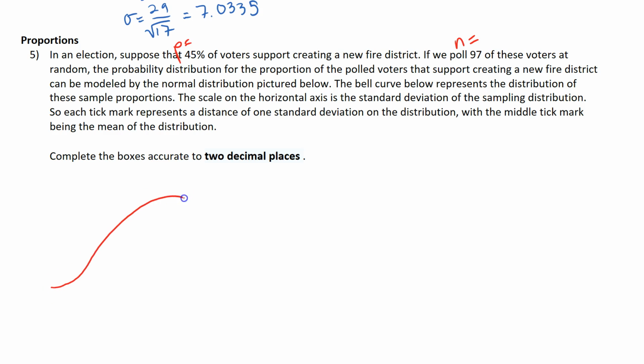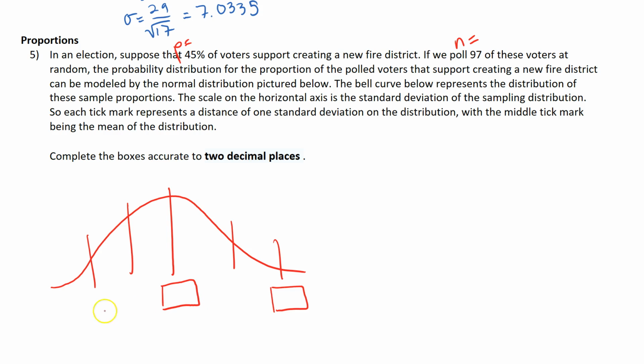So I didn't copy that, but let's just redraw it. It had this where we needed to figure out what's the center, and we also needed to figure out what was 2 standard deviations away. Normally we go 3 in each direction, but here I just wanted the center and 2 away in each direction. It says the bell curve represents the distribution, and on the horizontal axis is the standard deviation of the sampling distribution. So each tick mark represents one standard deviation. This was a tick mark, and then another one is what we're trying to fill in. And the middle tick mark is the mean. And so we just need to fill these boxes in.